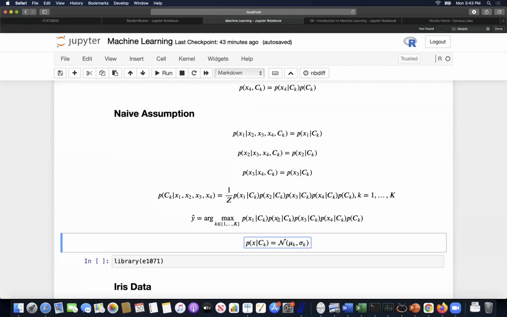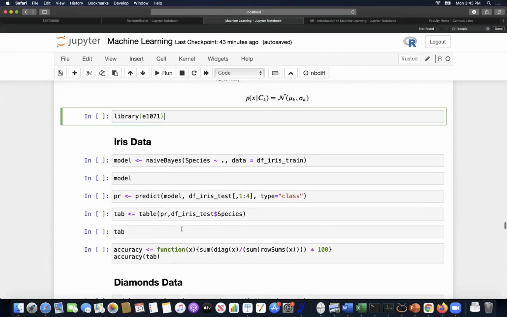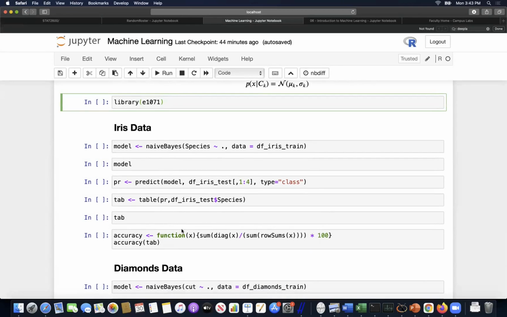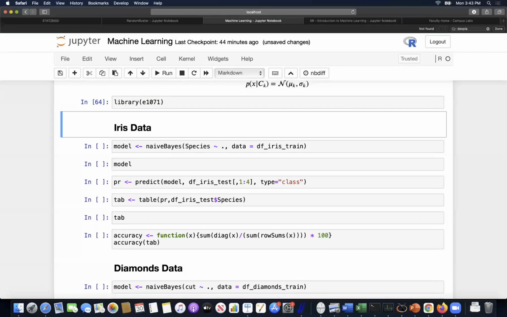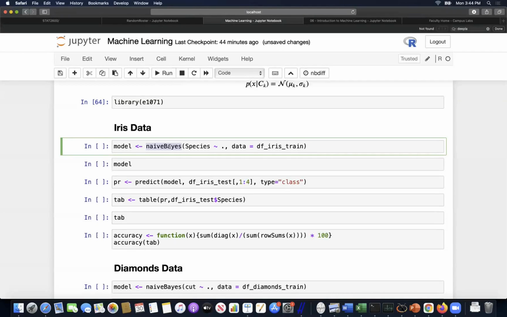So each algorithm has its own pros and cons, its advantages and disadvantages, and it's good to know all of them. Okay. Now let's look at our implementation. Where is naive Bayes implemented? In this library, e1071. You have to install and then load it. Installation on your computers might take a while, and you might have to debug your installation. But after you install it, you just load it. Then the way that you use it is very similar to the previous method. You just say that you want to predict species given the other variables.